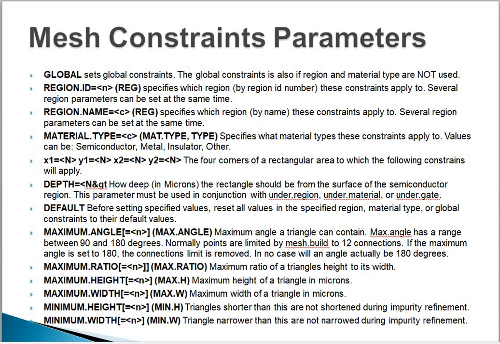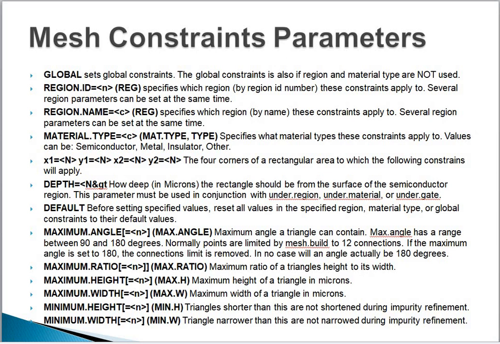Next, depth. How deep in the rectangle should we form the surface of the semiconductor region? This parameter must be used in conjunction with under.region, under.material, or under.gate statement. Default: before setting specified values, reset all the values in the specified region, material type, or global constraint to their default values. By typing default, you can reset all the values.